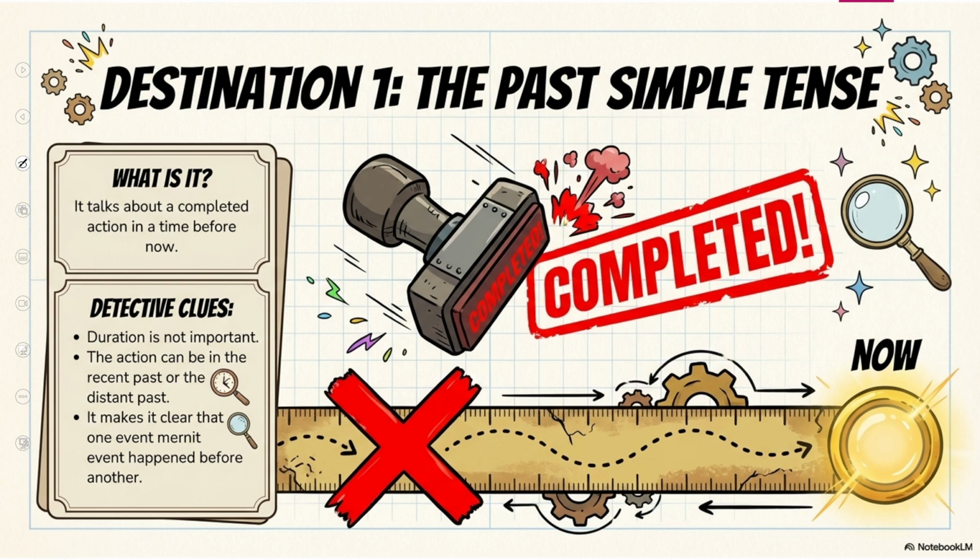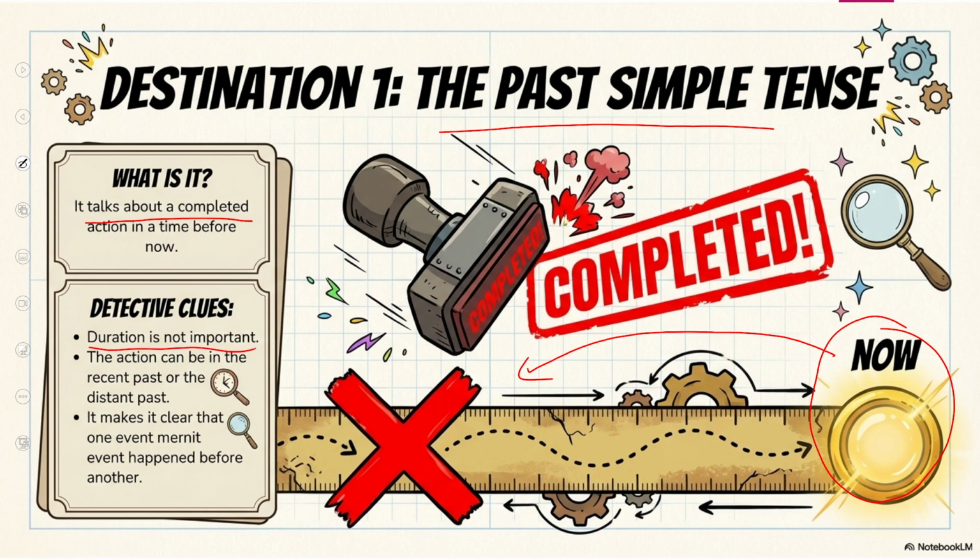Maybe she moved from that castle, but we have here for some time in the past she was living in that castle. Then the past simple tense or simple past tense talks about a completed action in a time before now. For example, here we are talking about an action which happened in past. We use simple past tense. Duration is not important. The action may have happened in recent past or distant past. It makes it clear that one event happened before another event.